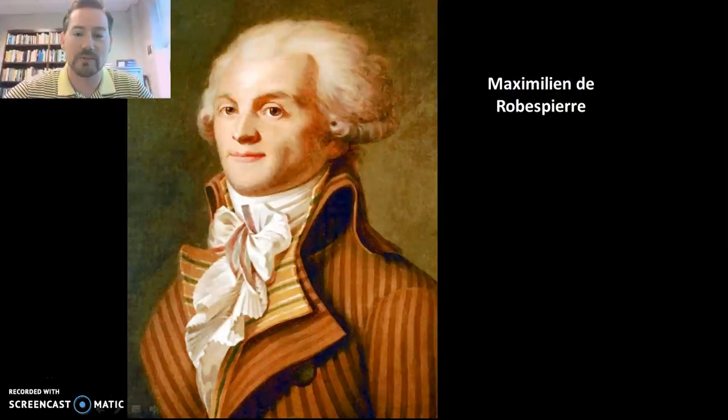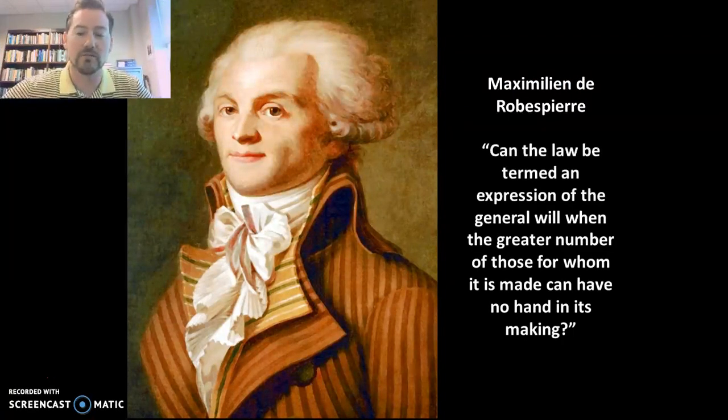This is an image of Maximilien Robespierre, who becomes one of the leading figures of the Third Estate. He was a lawyer by training and becomes a spokesperson for the Third Estate. I have this quote here from him. "Can the law be termed an expression of the general will, when the greater number of those for whom it is made can have no hand in its making?" That's a really important question, and he was trying to advocate for the rights of the Third Estate because they outnumbered the First and Second Estate. If you added members of the clergy and the aristocracy together, it was still a very small percentage of the overall French population compared to the Third Estate, which was everybody else.